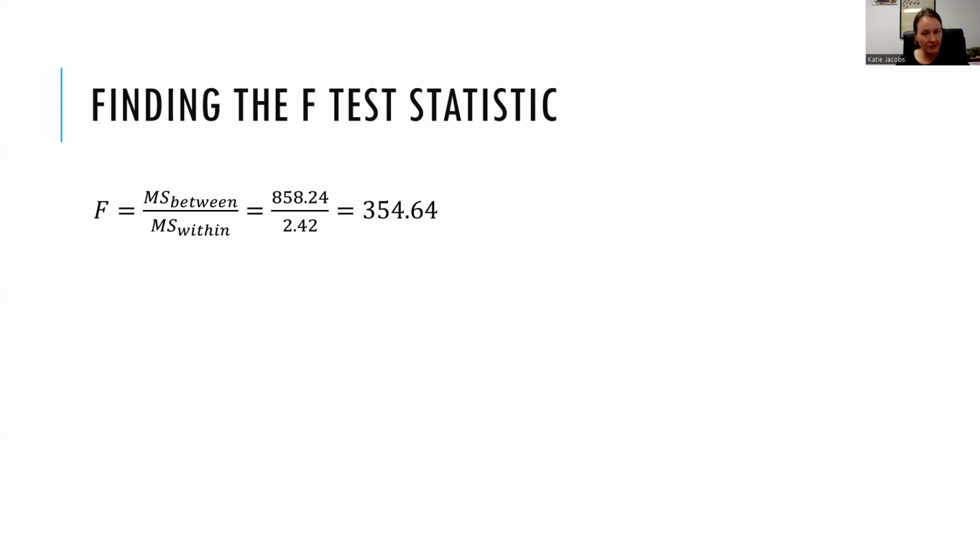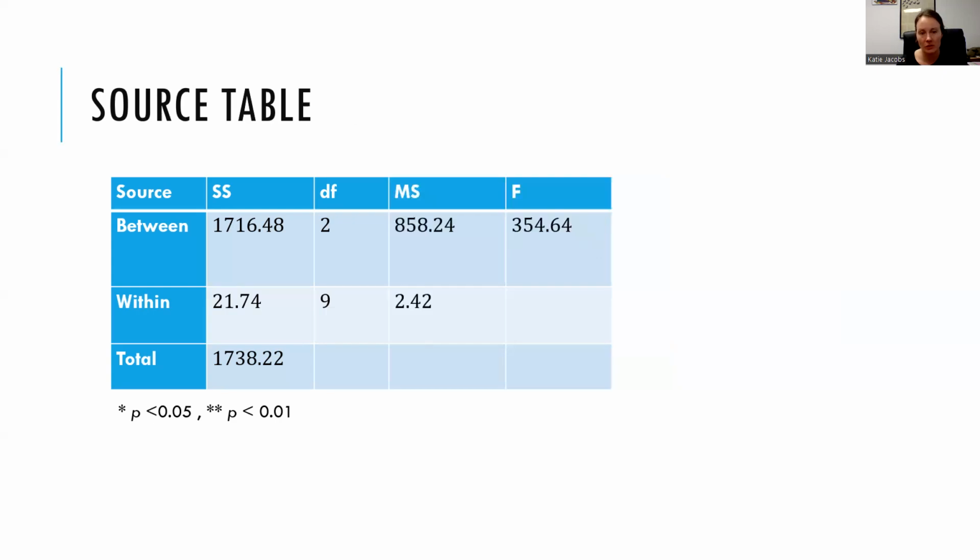So here we see that our F statistic equals 354.64. And then we would take that number and throw it into our source table. Our source table is not 100% complete yet. Our numbers are in there, but we still haven't determined whether we're going to reject or retain the null hypothesis for an alpha level of 0.05, and also for an alpha level of 0.01. So our source table is not complete quite yet, and that is because we have to go in and find our critical values now.